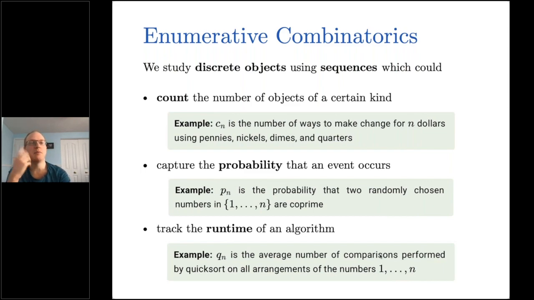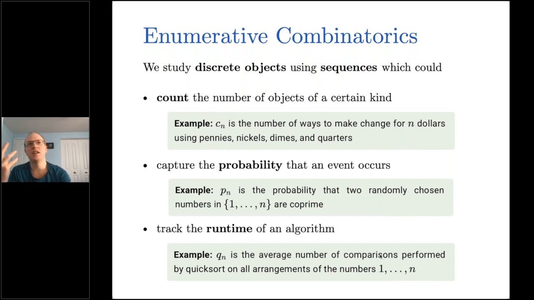And maybe for people in different countries, so pennies are worth 1 cent or 1/100th of a dollar, nickels are 5 cents, dimes are 10 cents, and quarters are 25 cents. My sequence could capture the probability that something occurs. So maybe P_n would be the probability that two randomly chosen numbers in the set of numbers from 1 up to n are coprime. Now here you see an example where you probably would have something that's not a natural number, right? It would probably be a rational number because you're talking about a probability.